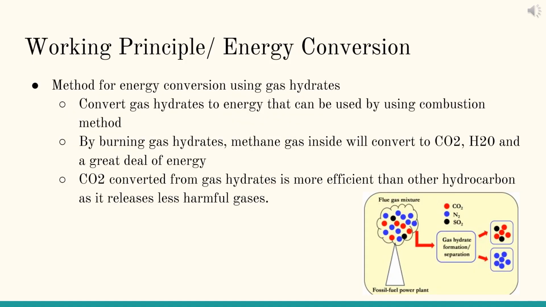Next will be the method for energy conversion using gas hydrates. Firstly, convert gas hydrates to energy that can be used by using combustion. Next, by burning gas hydrate, the methane gas inside will be converted to carbon dioxide, water, and a great deal of energy. The carbon dioxide converted from the gas hydrate is more efficient than other hydrocarbons as it releases lesser harmful gases.